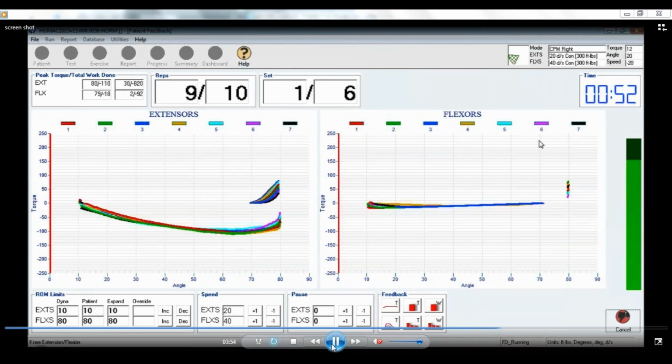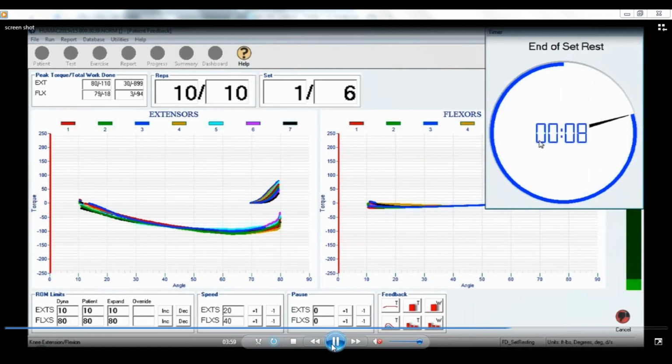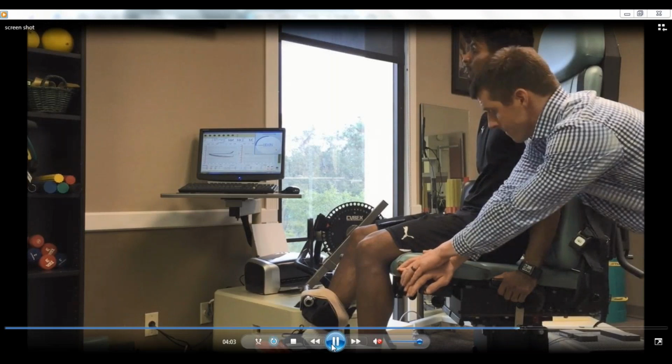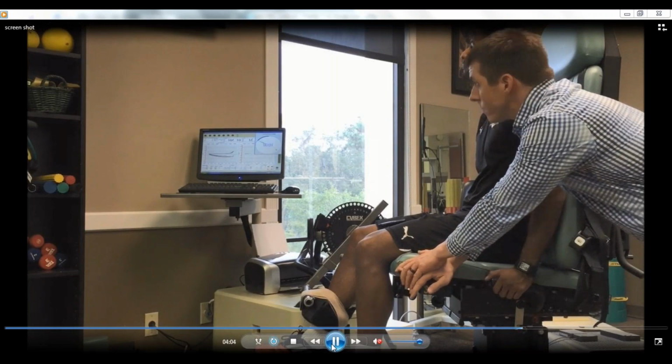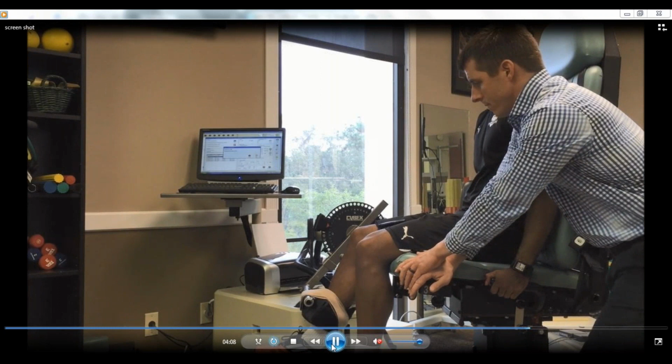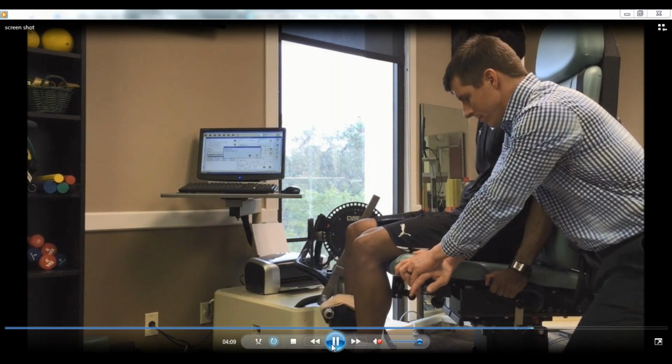But if you have a patient that doesn't have good control, the torque lines are not going to be on top of each other. So that's another good way that you can tell that they're ready. Now we finished this quad set, so he's only going to get about a 15-second rest, and I'm going to have him go right into his hamstring.